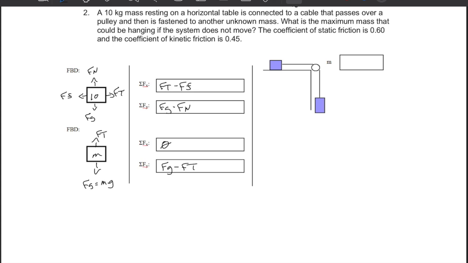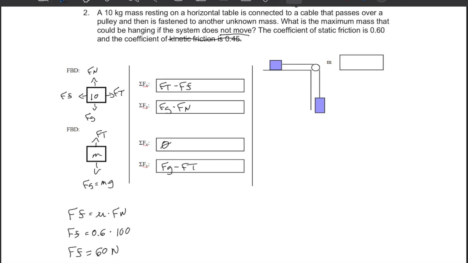Now it says, what is the maximum mass that could be if the hanging mass does not move? So if it's not moving, we're not using kinetic friction, right? We're only using static friction. And we're going to use the maximum static friction because what's the maximum mass before it moves? So force of friction is coefficient times force normal. That's equal to 0.6 times 100, right? Because that would be force normal for that object. So the force of friction is going to be equal to what? 60 newtons?